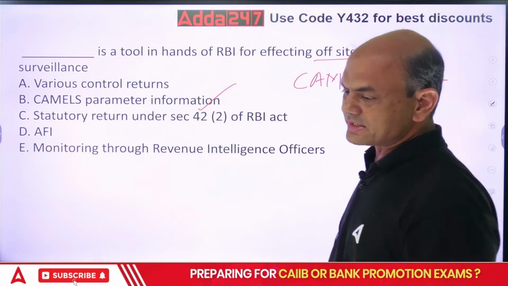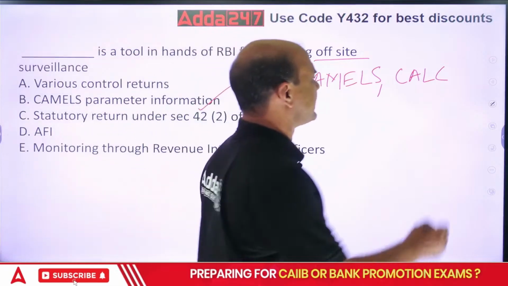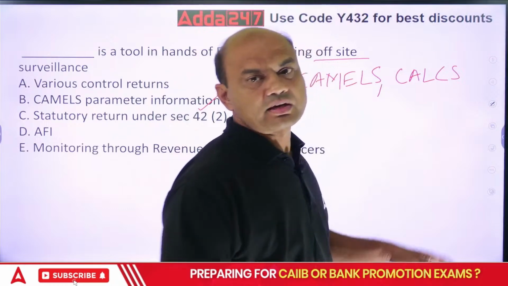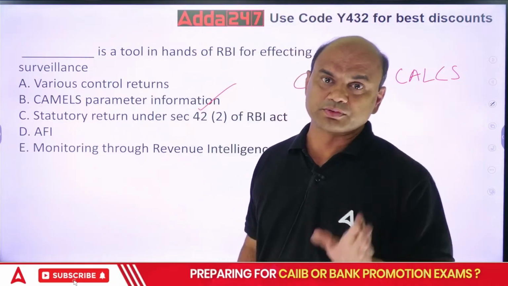And CALCS means, what is CALCS? Let me see how many of you can answer this. CALCS, C-A-L-C-S. I'll give you the hint. It is large loans. So, capital adequacy, asset quality, liquidity, compliance, and systems. It's CALCS, S. So these are all related to large loans. These are not related to smaller loans. CALCS is mainly related to large loans.